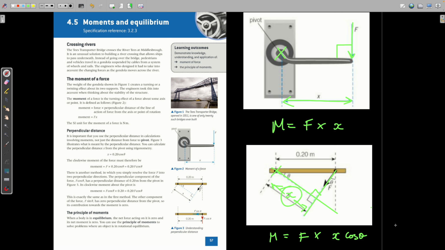The next part talks about the principle of moments. When a body is in equilibrium, the net force acting on it is zero, and its net moment is zero. So you can use the principle of moments to solve problems where an object is in rotational motion. You'll see this kind of stuff in mechanics as well in maths, lots of moments questions. So we'll go through loads of those, but let's go on to the next page.